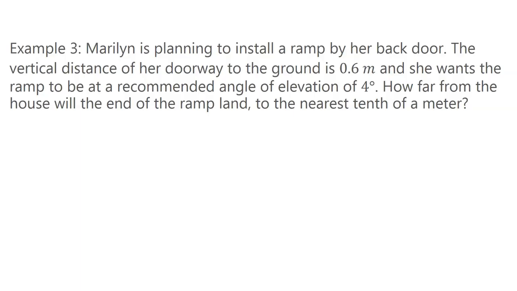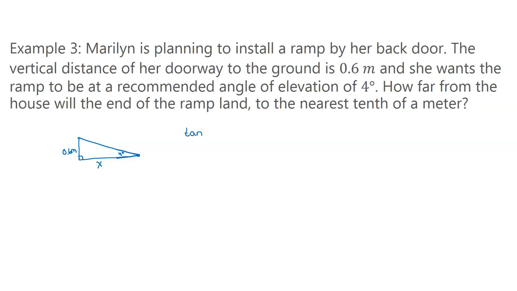So again, let's draw a diagram. So if we say that this is the top of the ramp and the vertical distance straight down to the ground is 0.6 meters. And then this is the actual ramp, which has an angle of elevation of 4 degrees. So remember that angle of elevation is the angle between the horizontal line and the line above the horizontal line. So 4 degrees will go right here in our diagram. Now, we are looking for the distance from the end of the ramp, which lands here on the ground, to the house.